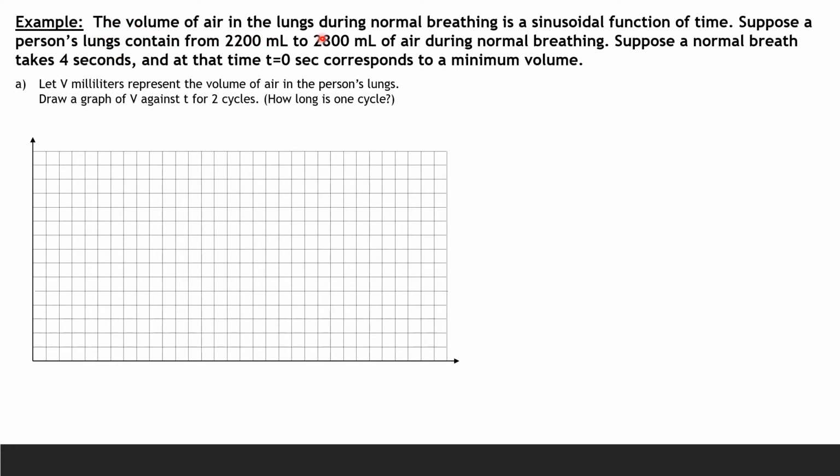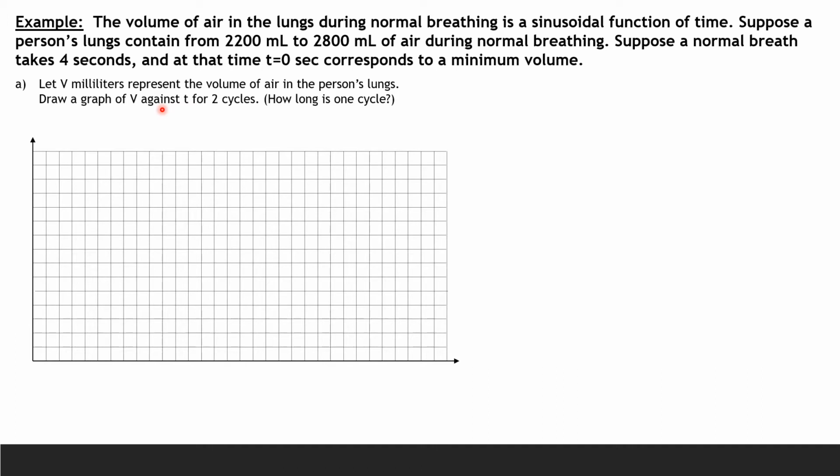The volume of air in the lungs during normal breathing is a sinusoidal function of time. Suppose a person's lungs contain from 2,200 milliliters to 2,800 milliliters of air during normal breathing. So imagine you're breathing, air coming in, air going out. Suppose a normal breath takes 4 seconds, and at that time t equals 0 corresponds to a minimum volume. And the first thing we're going to do is let V milliliters represent the volume of air in a person's lungs, and we're going to draw a graph with V.